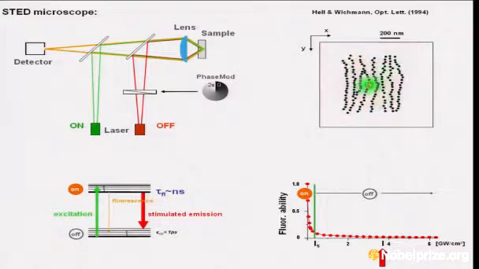I'm just highlighting it again so that you understand it very clearly. This is the excitation region, but only this subclass of molecules are allowed to emit. Those here are kept in the ground state, effectively.